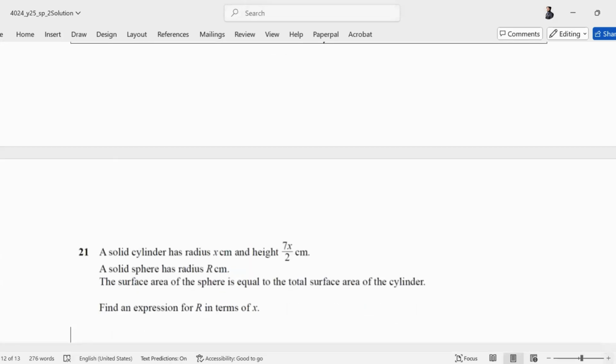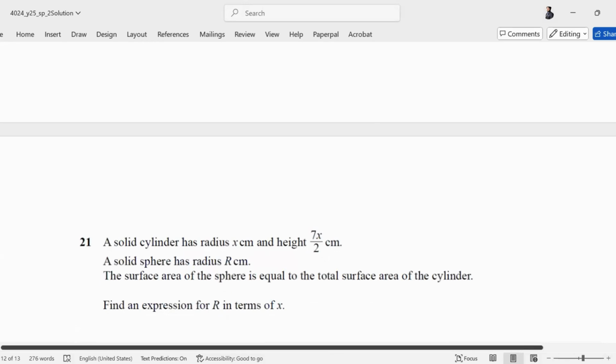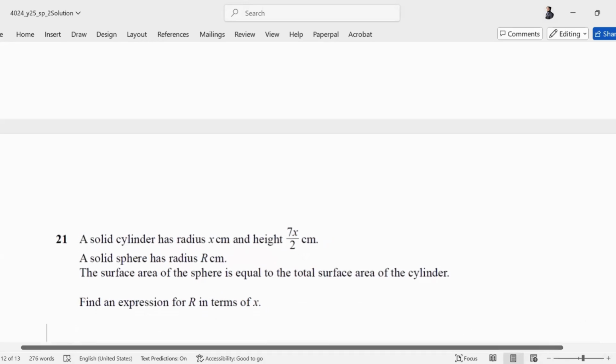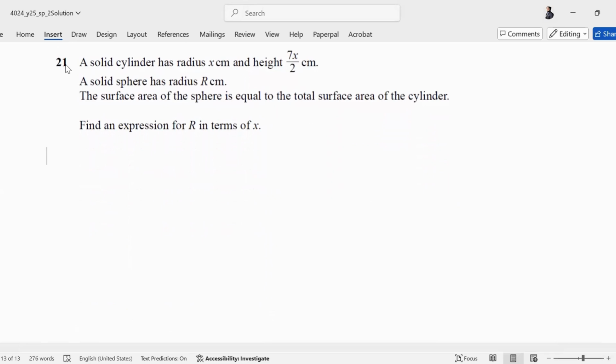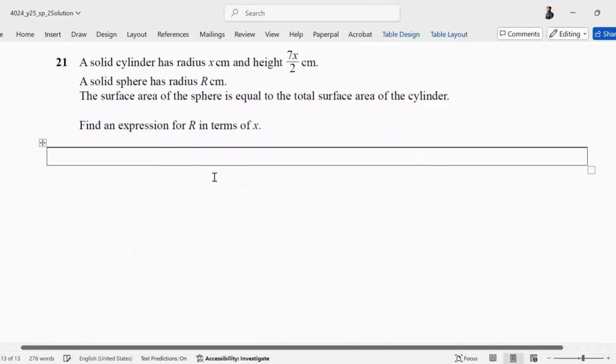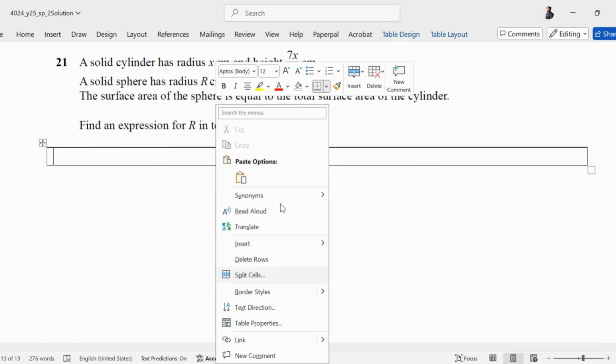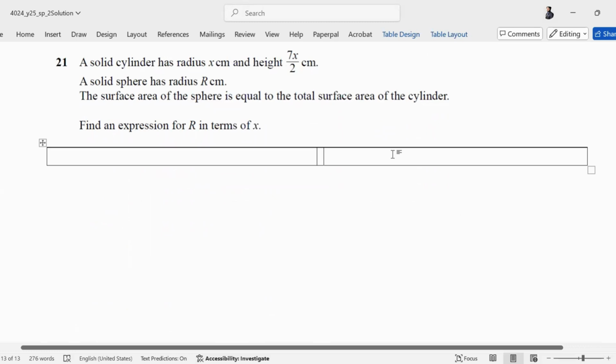A solid cylinder has radius x centimeters and height 7x upon 2. A solid sphere has radius r centimeters. I'll explain and relate the formulas as well, which are provided on the first page. The surface area of the sphere is equal to the total surface area of the cylinder. Now, as it is a solid cylinder, it will have three surfaces.